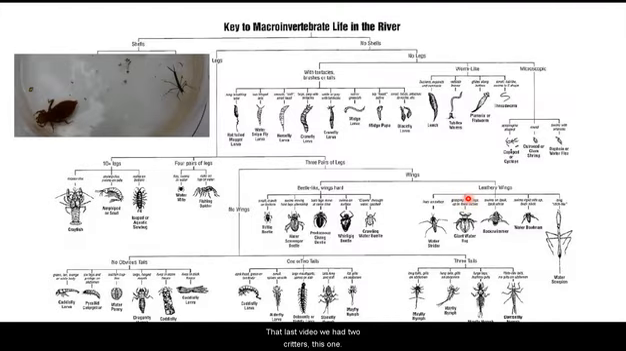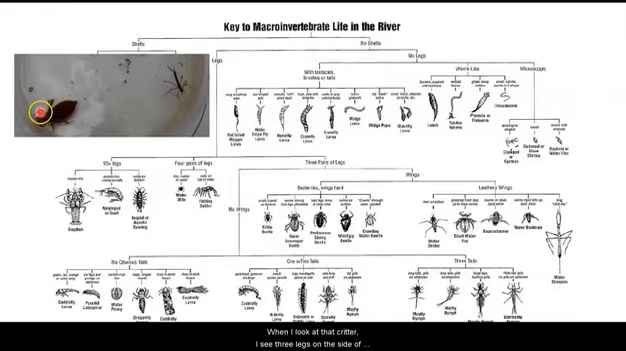In that last video, we had two critters, this one and this one. Let's start by identifying the one on the left. When we look closely at that, I do not see any shells, so we'll start on this side of our key. Now we're looking for legs or no legs.